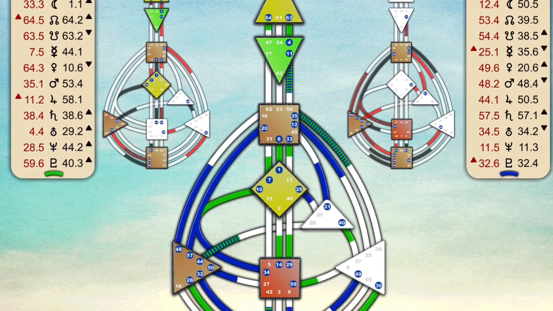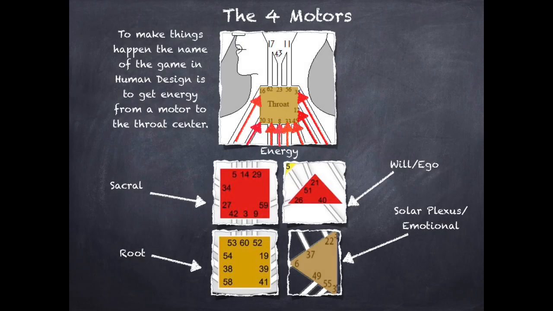The most powerful of all the motors is the sacral motor, and this is only defined in, as I told you before, generator types. The least powerful motor is the root center. It's mainly because it's the furthest away from the throat center and it has the most difficult time getting to the throat center. It has to go through a lot of channels and gates to get there.